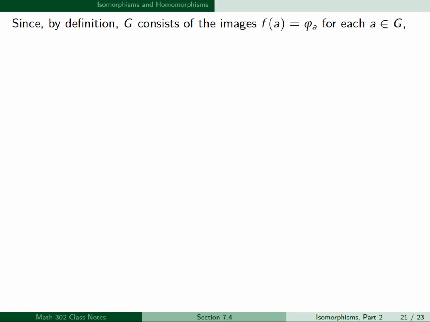Since by definition G bar consists of the images f of a equal phi sub a for each a in G, that tells us that the image of f will be G bar, which means that f is surjective.